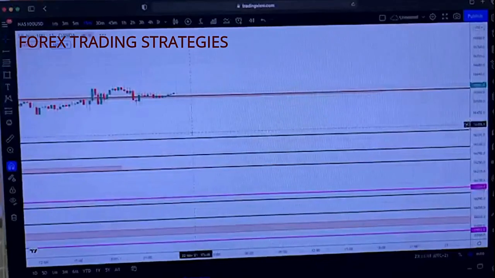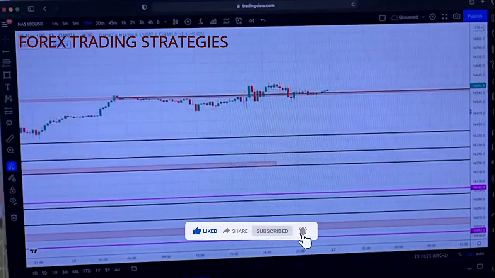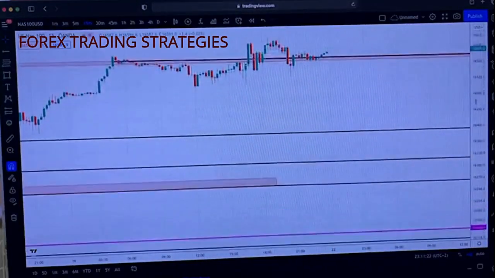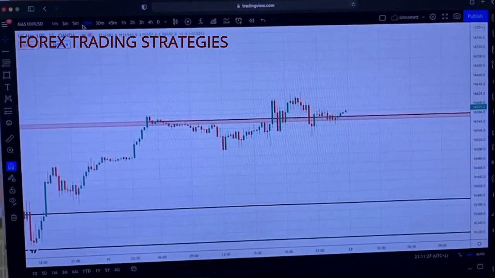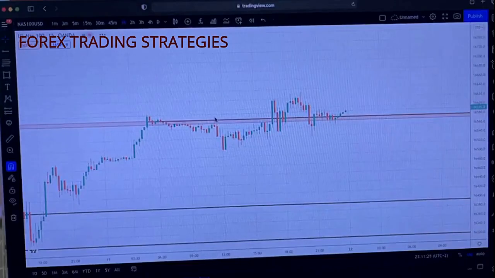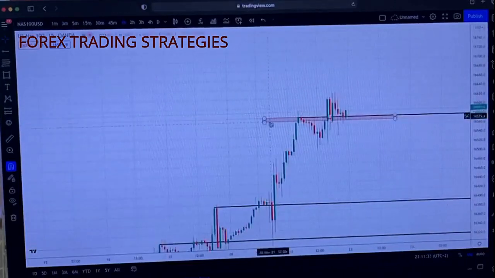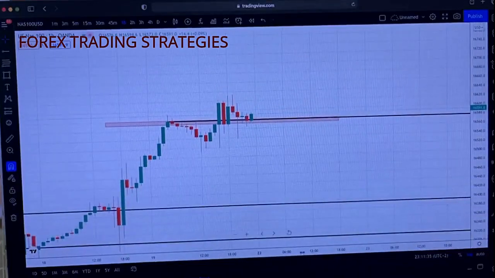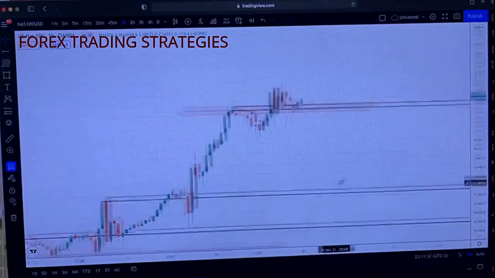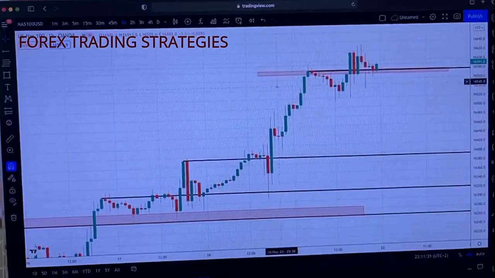You guys can see. Let me just zoom out. Yeah, you guys can definitely see that. Obviously, okay. Guys, I'm sorry, I'm going to go back to the 1 hour. So let's speak about what the possibilities are for NASDAQ this week.